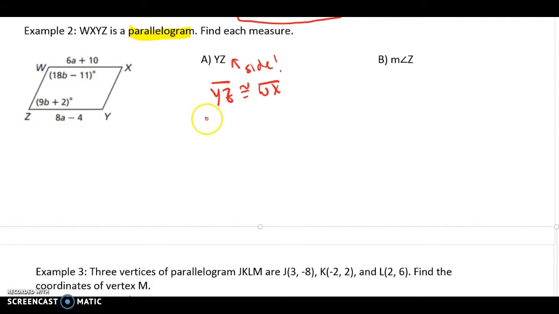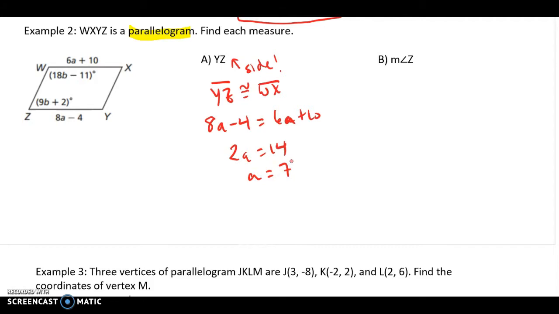So that means 8A minus 4 is equal to 6A plus 10, right? And then just go through and solve just like you do in algebra. Don't stop here because I'm looking for YZ. So plug it back in. So that's going to get me 52. Okay? Next up, measure of angle Z.